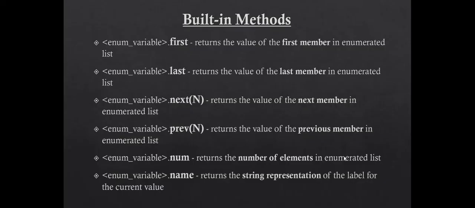I think you guys got a clear idea of how these built-in methods in enumerated data types work.